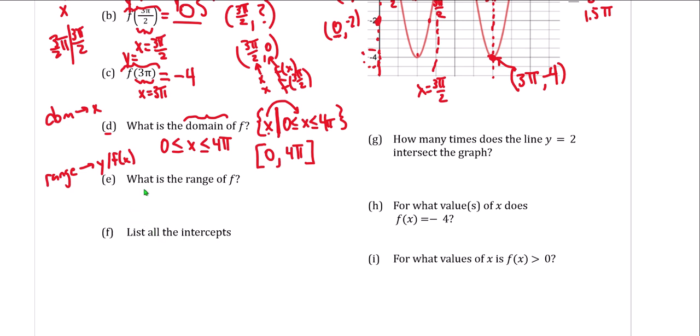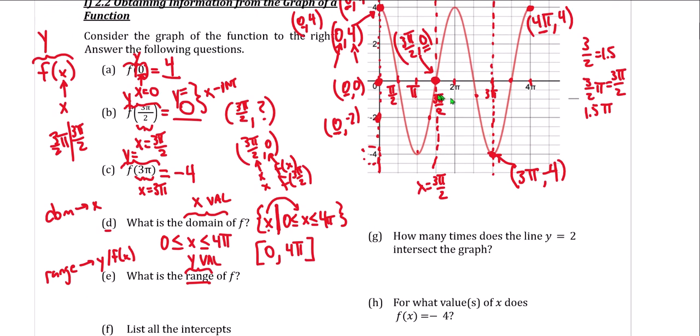In item E, we have what is the range of f. So remember that range means, whereas domain was all the x values, range is all of the y values. And it should be fairly clear that the y values on this graph range from a low of negative 4. That's the minimum value of y on this graph. And the maximum value of y on this graph is at these points here, 1, 2, 3 points. We hit that maximum value of 4.